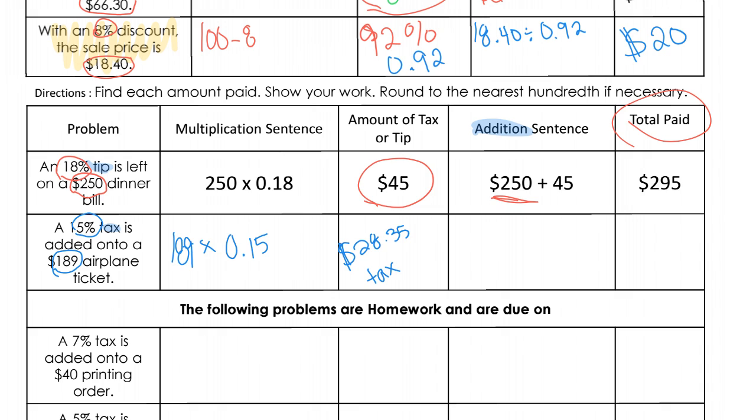So this has to be added to our original price. So we would do 189 plus 28.35. Okay? So now do that in your calculator. Do 189 plus 28.35. And you should get 217.35.